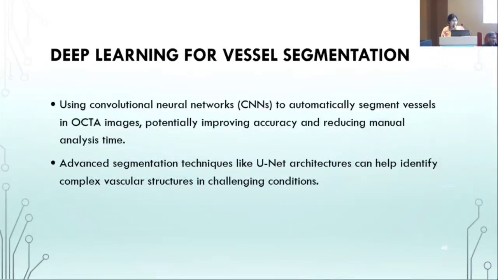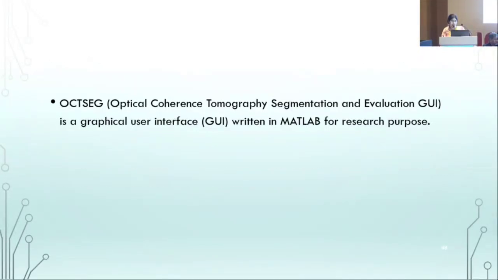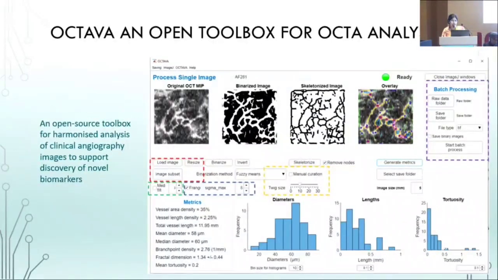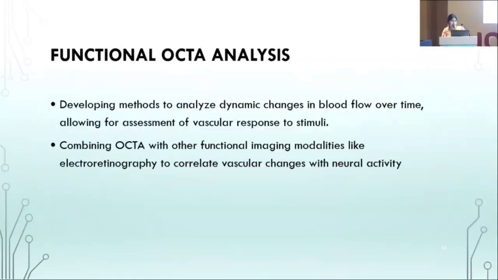I would skip this quickly. Deep learning for vessel segmentation uses convolutional neural networks to automatically segment vessels in OCTA, potentially improving accuracy and reducing manual analysis time. Advanced segmentation techniques like U-Net architectures help identify complex vascular structures in challenging conditions. OCTSEG and MATLAB are used for these purposes. And there is an open toolbox, OCTAVA, which helps us analyze the OCTA images in detail.